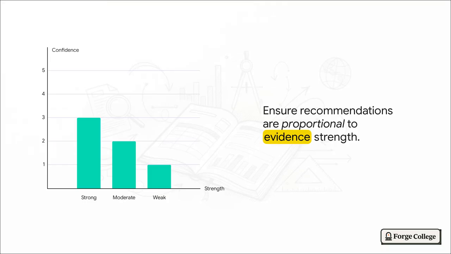To build real credibility here, make sure your recommendations are completely proportional to your evidence strength. If your triangulated sources are rock solid, stamp it with strong evidence. But if you only have partial data on some new Web3 startup, be honest and label it weak or moderate evidence. Crucially, you need to write down exactly what additional data you would need to boost that confidence level in the future. Recognizing what you don't know is the true hallmark of a great analyst.